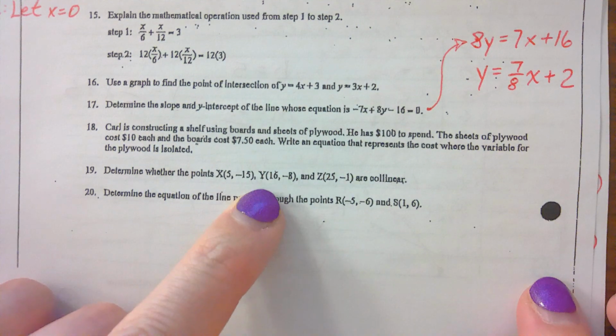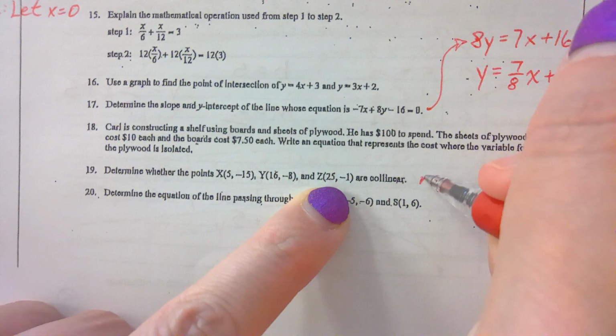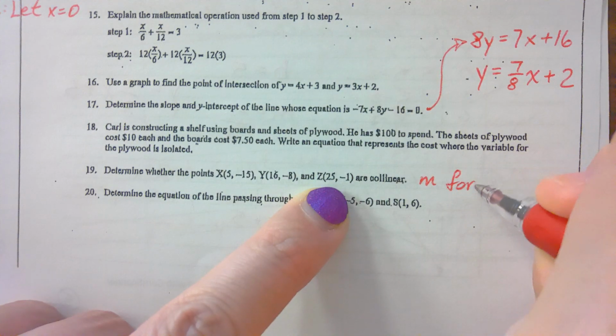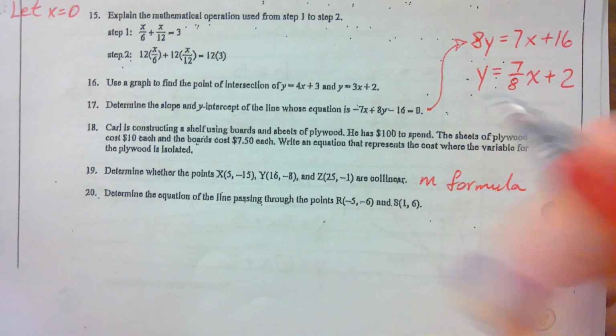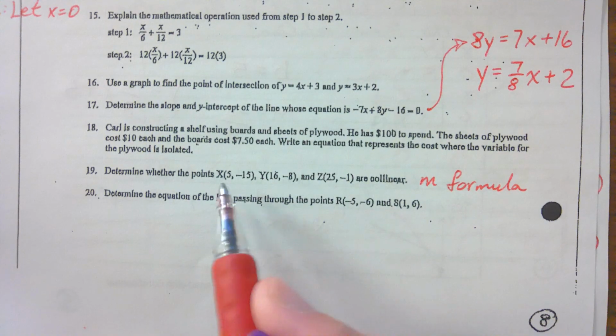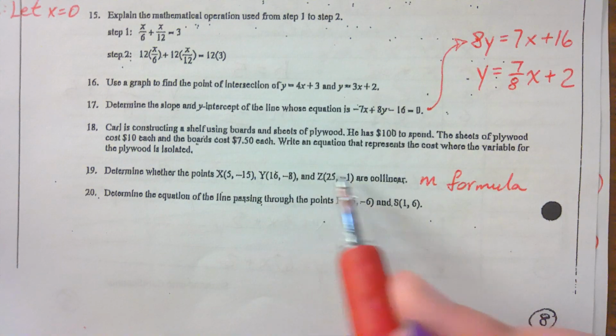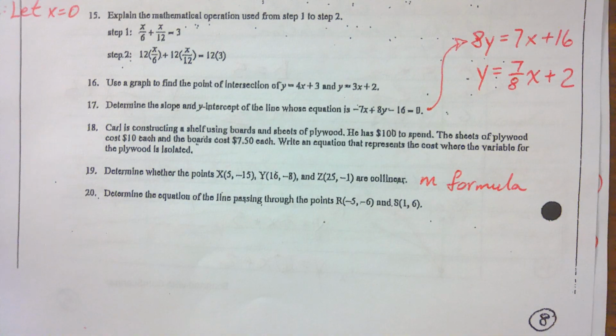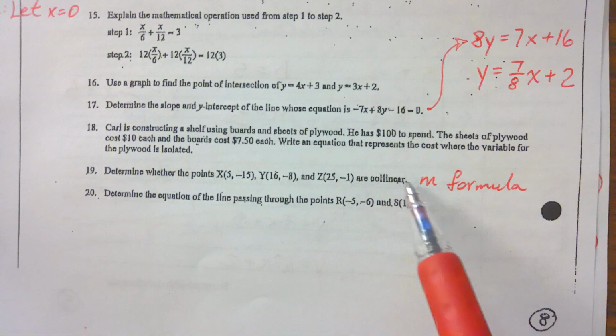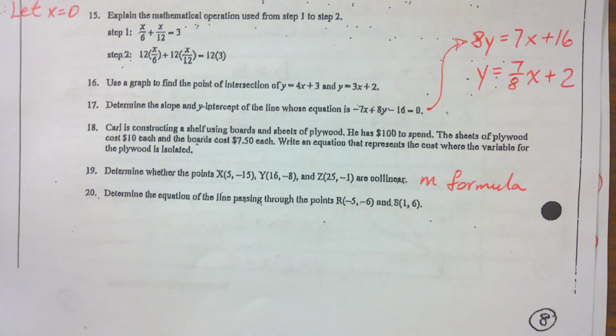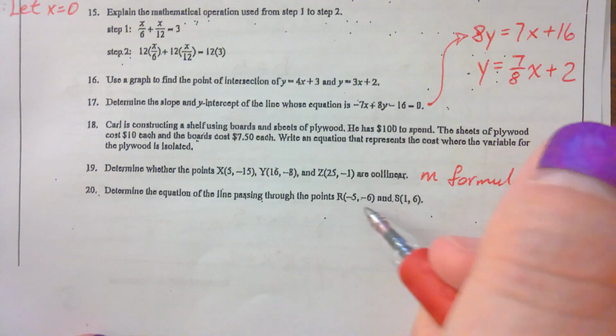Okay. Determine if these 3 points are collinear, so use the slope formula. If you use the slope formula between these 2 points and between these other 2 points, and it's the same, that means they're in the same line. If not, that means they're not in the same line. Collinear means they line up together on the same line.